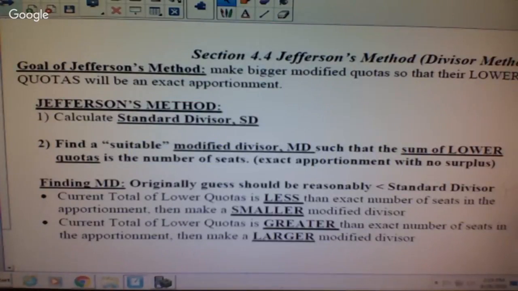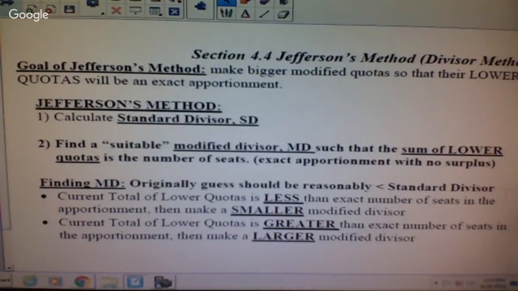Okay, so here's your next method. Alexander Hamilton started us off, and he brought in Hamilton's method. Well, Thomas Jefferson came through and said, no, that doesn't work either. I don't think it's fair that you give 1 point to the highest decimal to get your total. So he says we now need to change our divisor so we just use the lower quotas. So we're going to adjust your divisor several times to change your lower quotas.